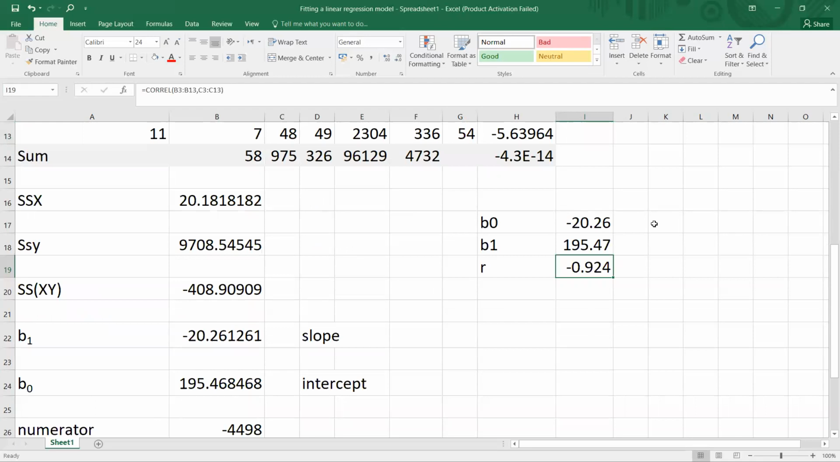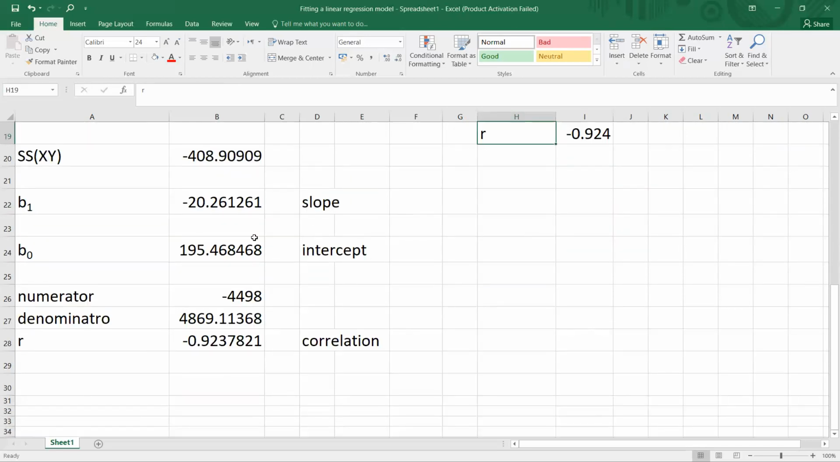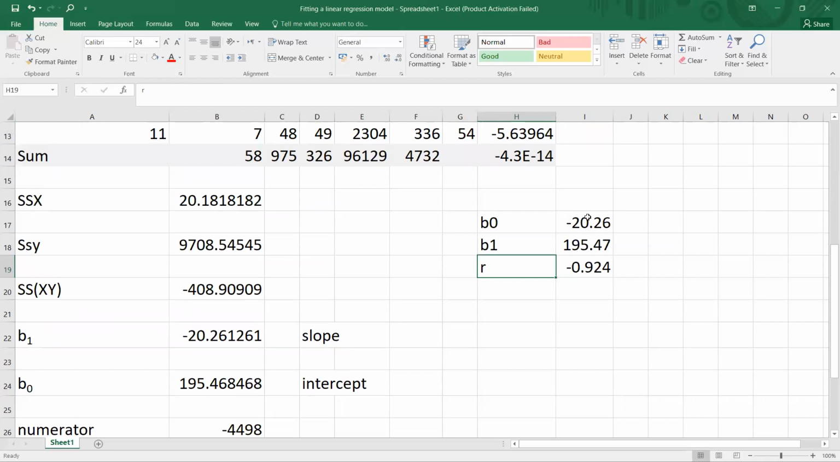So finally we are concluding the value of b naught is 195 point something, and the value of b1 is this. We can calculate these things by using the formulas in statistics manually, or we can use the Excel functions SLOPE, INTERCEPT and CORREL.